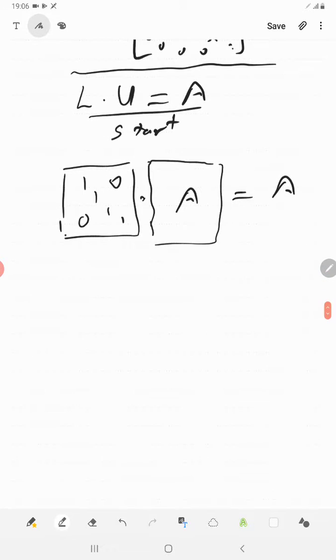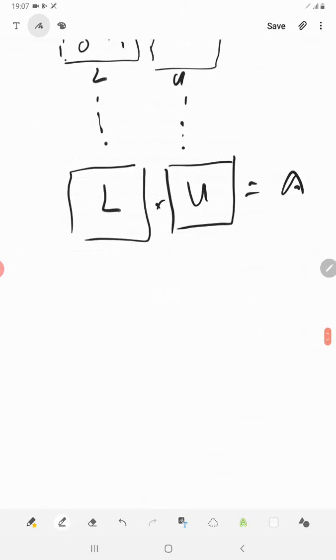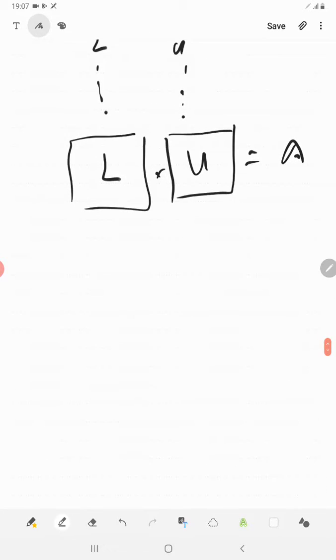Now we perform our process by modifying this, supposed to be L, and this, supposed to be U. So we want to modify the identity matrix L, and modify A, so we end up with the process. When we do the process, we end up with L and U is equal A. So how we do that? It's very simple.